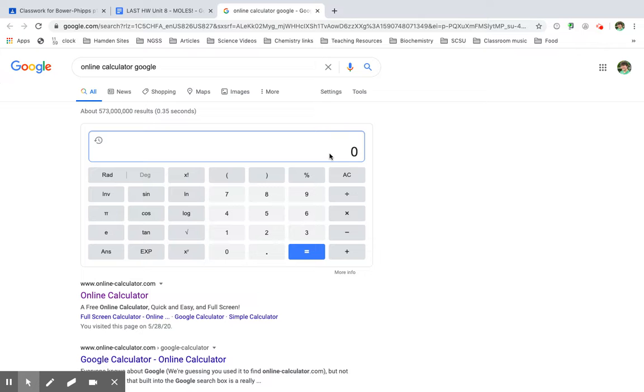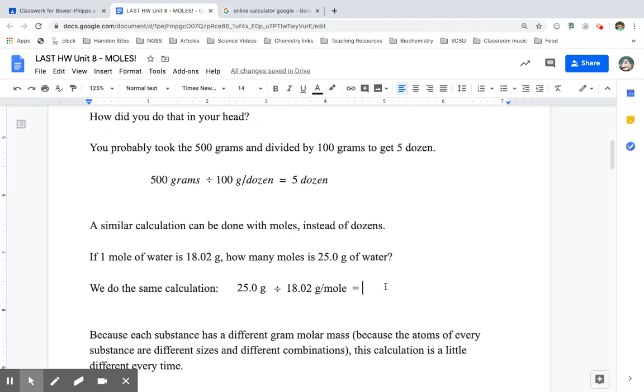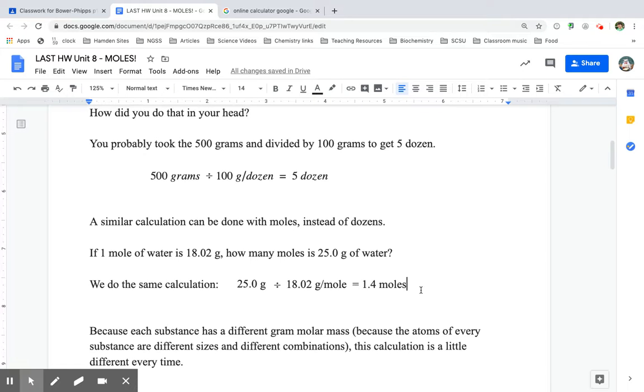So we take 25 divided by 18.02, and we get 1.387. I'm going to round this to 1.4 moles. Let's see if this makes sense. If 1 mole is 18 grams, and we have 25, it's about 1.5 moles, a little bit less than 1.5. So this number makes sense.